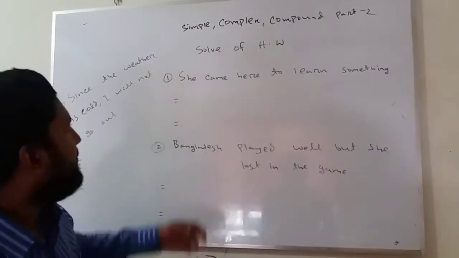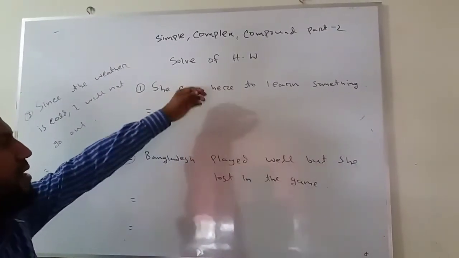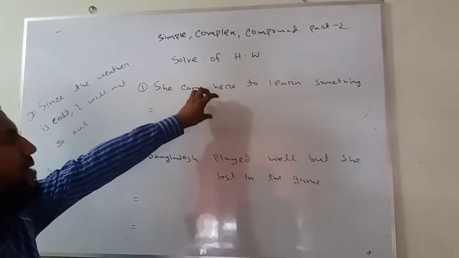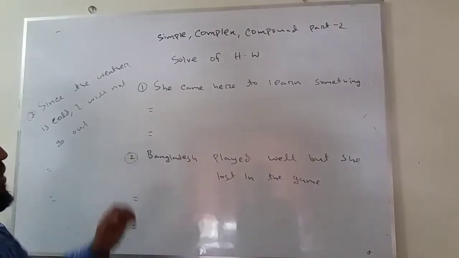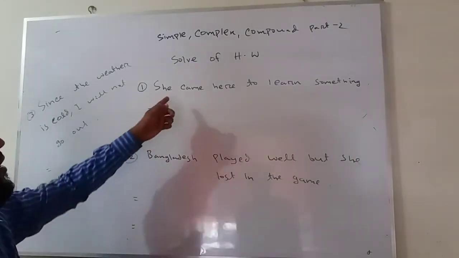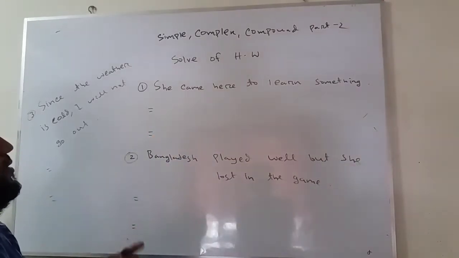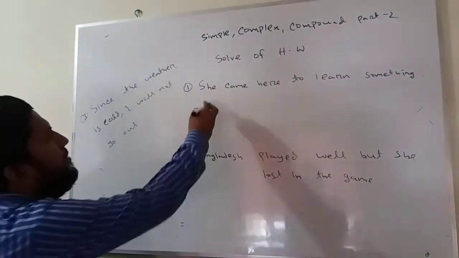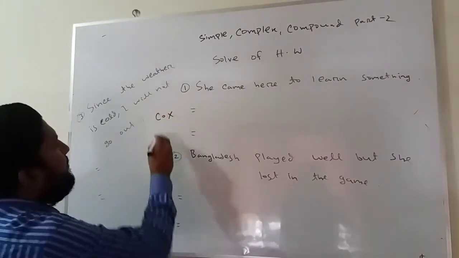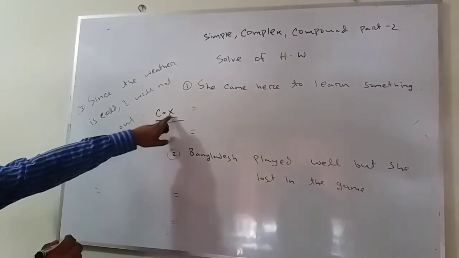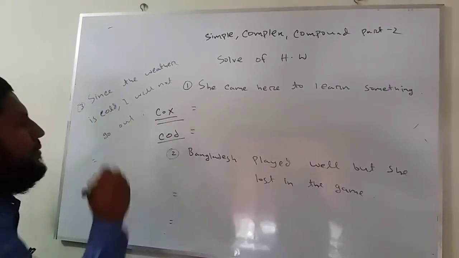Look at the board. The first sentence: She came here to learn something. This sentence is in the form of simple. So convert this sentence into complex and compound. But in examinations, you will have to do only one sentence. But now we can do two formats. In complex, we write COX, short form of complex, and COD, short form of compound.